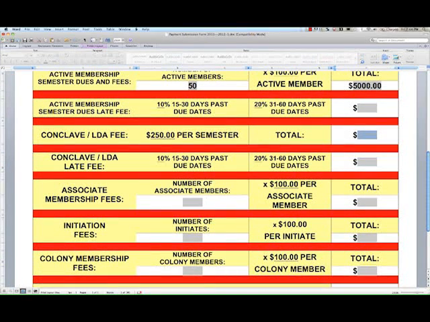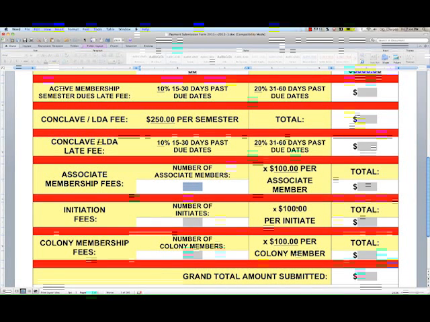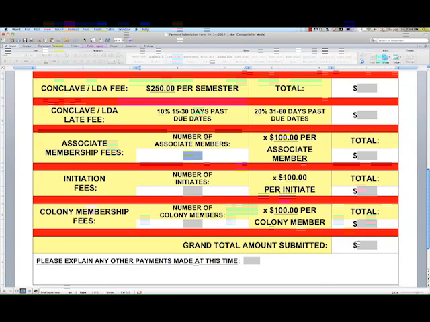Associate member fees, how many members you have associated, $100 per associate, so that it gives you a total. Initiation fees, how many you initiated, times $100 per initiate, and the total. And colony membership fees, number of colony members times $100 per colony member, total. This is of course applicable if you are a colony.